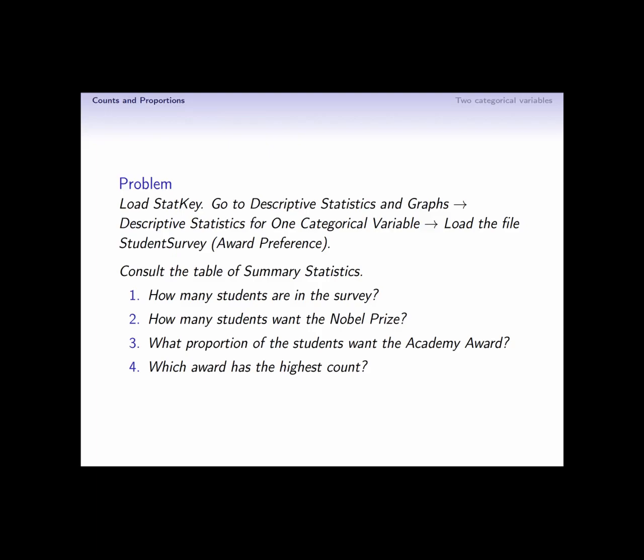What StatKey can do for us is very quickly go through that file and summarize and present that data to us. It's going to present it to us graphically and summarized within a table. Okay, so I'll show you how to get that file into StatKey. We'll study how that data is being presented to us, but I want us to come back at the end and make sure that we answer these four questions. So how many students are in the survey? How many students want the Nobel Prize? What proportion of the students want the Academy Award? And which award has the highest count? All right, so we want to make sure we answer those four questions before we're done.